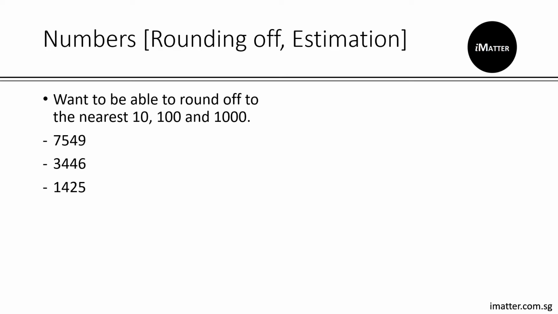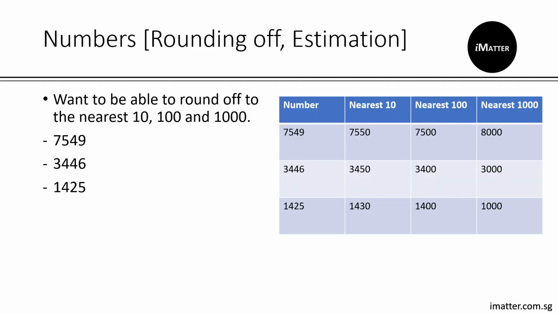Now, you would want to be able to round off numbers to the nearest 10, 100, and thousands. I have given you 3 numbers on the screen, and I would like you to take some time to round them off to the nearest 10, 100, and thousands before I show you the answers. I hope that it's easy for you. Now, the table on the right shows you all the answers when you have rounded them off to the nearest 10, 100, and 1000.